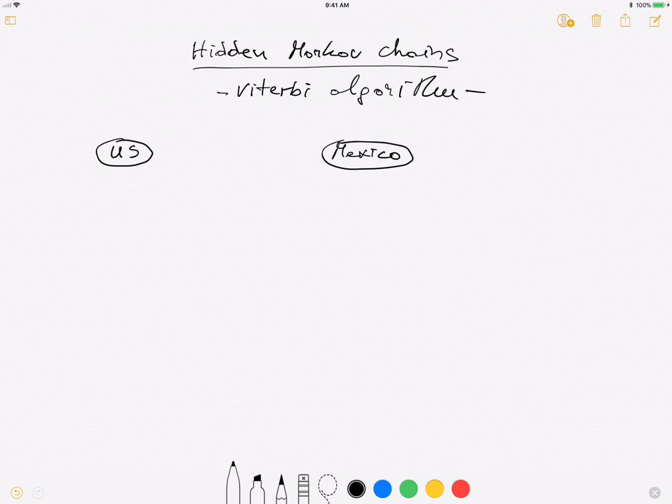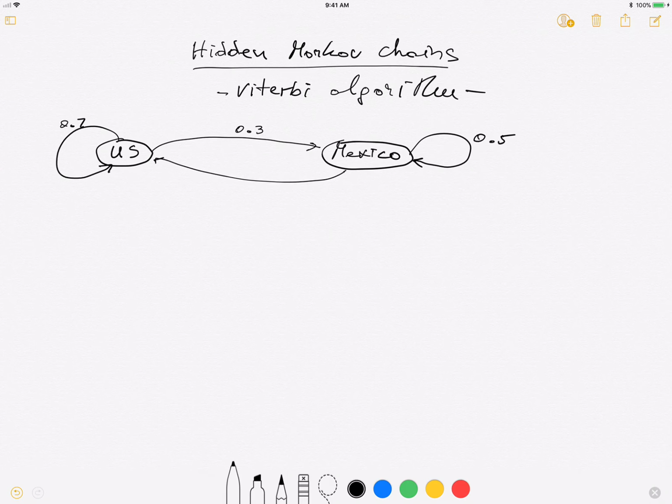So the graph has two nodes, one representing the United States, one representing Mexico. If the family one year was in the United States, the probability that the family will stay in the United States the next year is 0.7, or 70%. If the family was in the United States this year, the probability the family will go to Mexico next year is 0.3. If the family was in Mexico, it will stay in Mexico with probability 0.5. And if the family was in Mexico, they may move to the United States with probability 0.5. So this is what we showed last time.